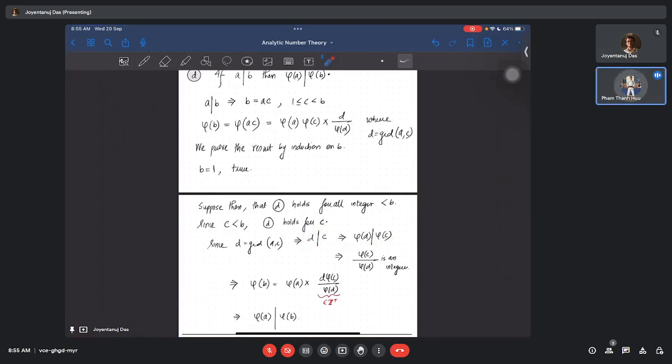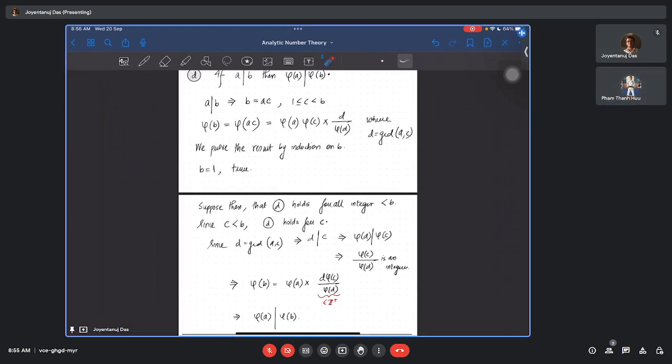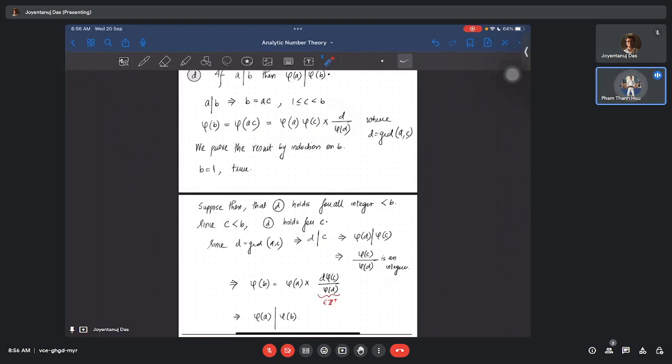C is less than B. So up to here, we are using the fact that it is true for C. Now this part is an integer, so from here I will directly say that this part is also an integer. So phi of A divides phi of B. Hence, the result is true for B, and in general it is true by induction. So the hypothesis is that it holds for all integers C less than B.